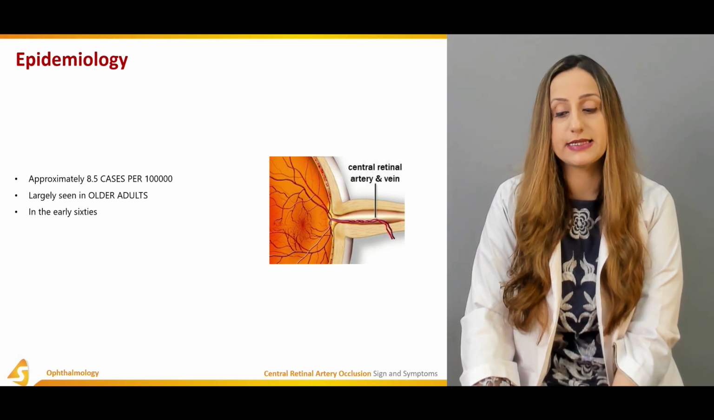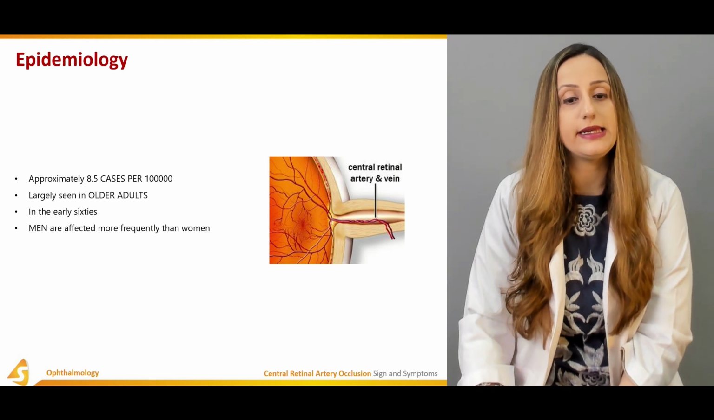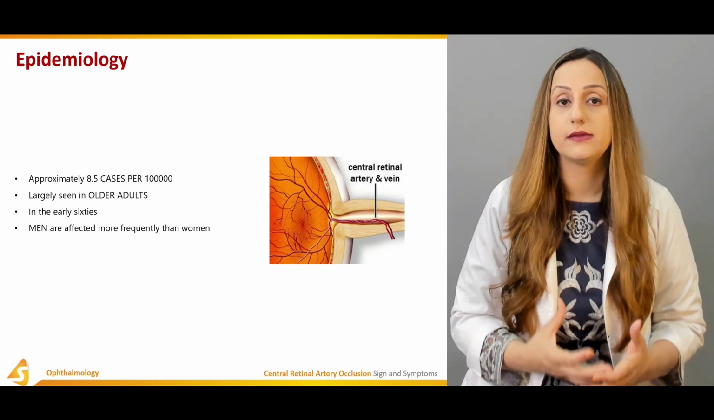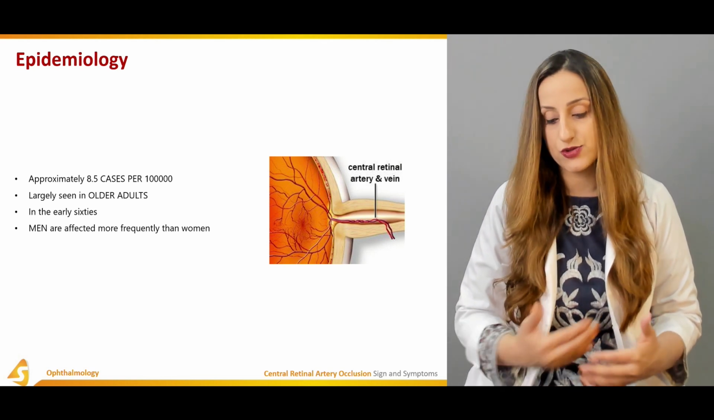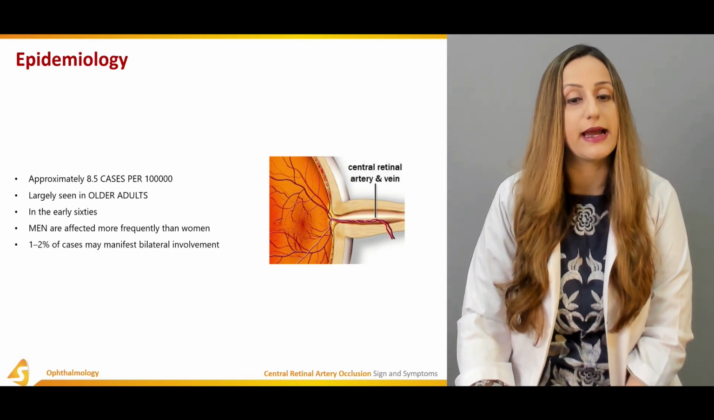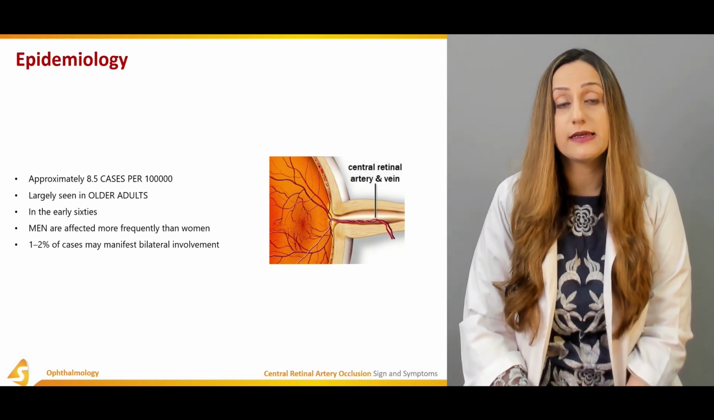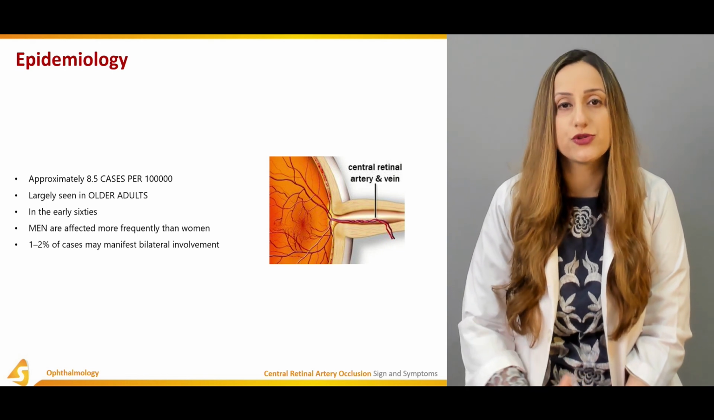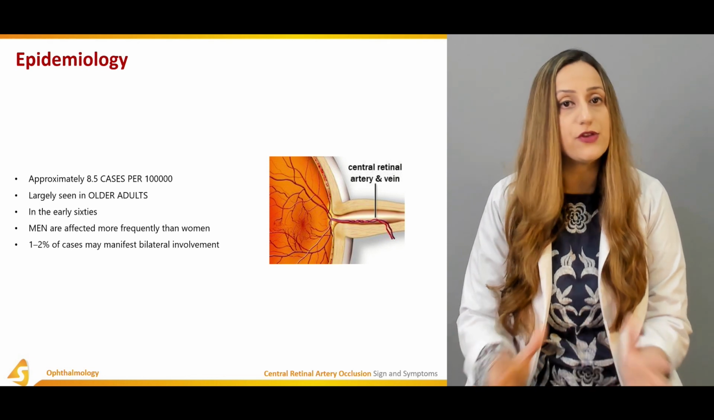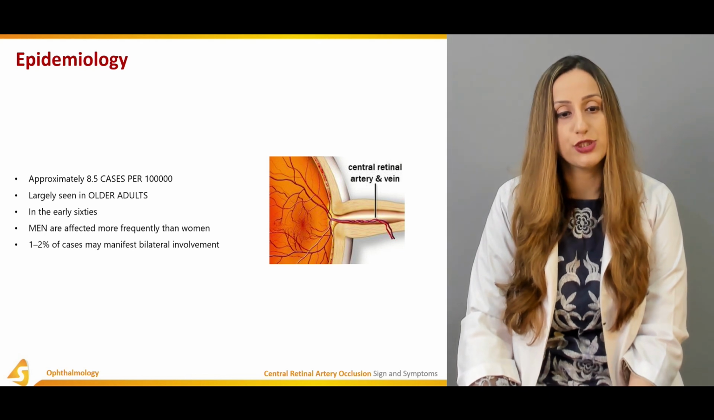Usually the patient is in his or her early 60s. Men are affected more frequently than women. So it is usually an older man who is mostly affected by central retinal artery occlusion. 1 to 2% of cases may manifest bilateral involvement. So usually it is a condition affecting one eye, but in almost 1 to 2% of cases, which is a very rare occurrence, bilateral involvement can be seen in some patients.